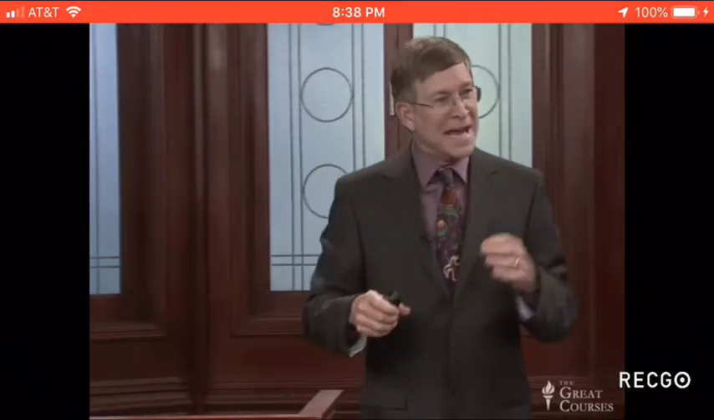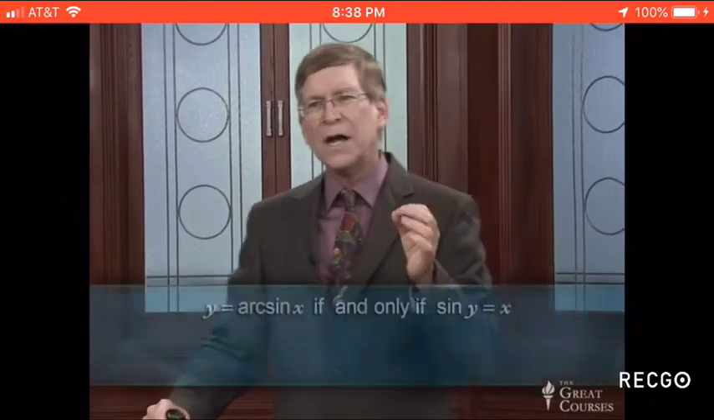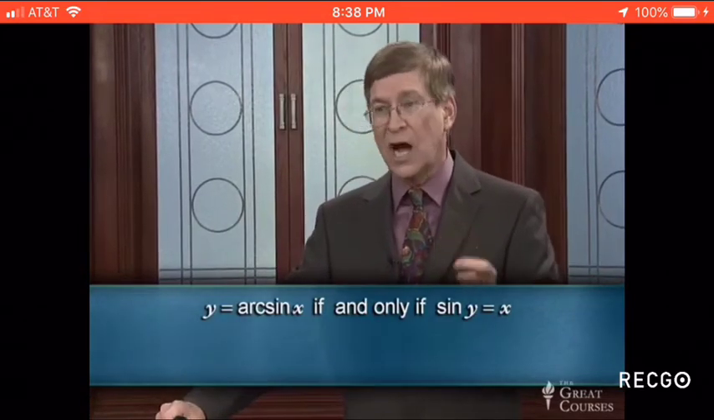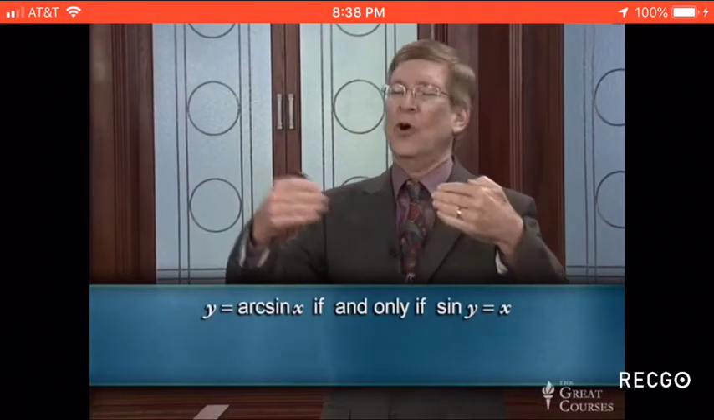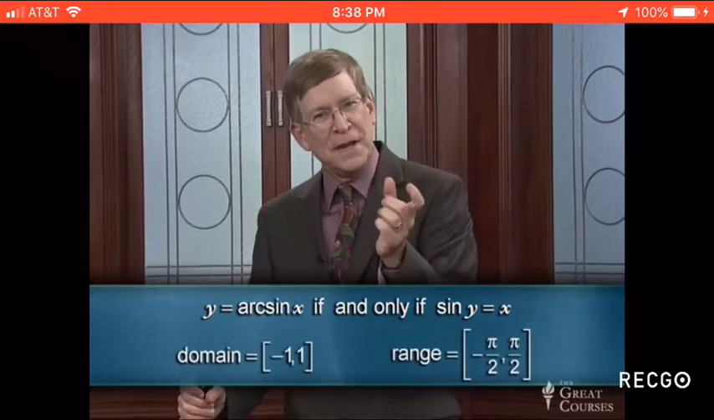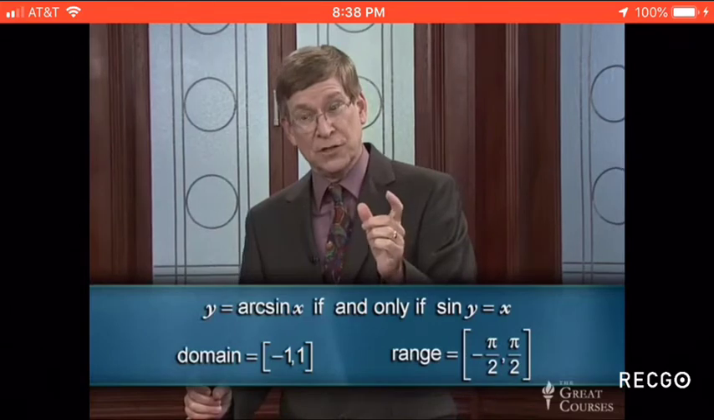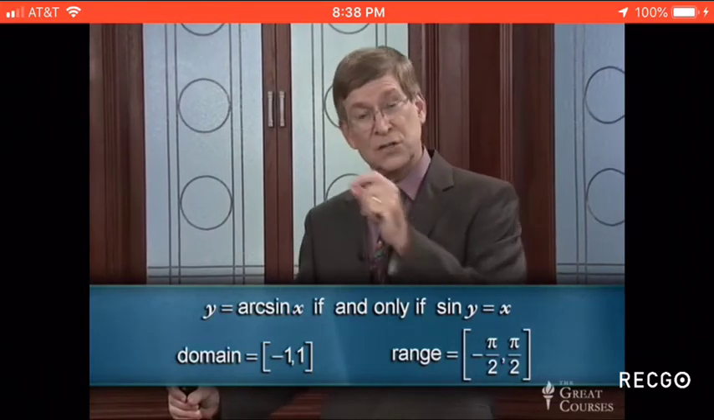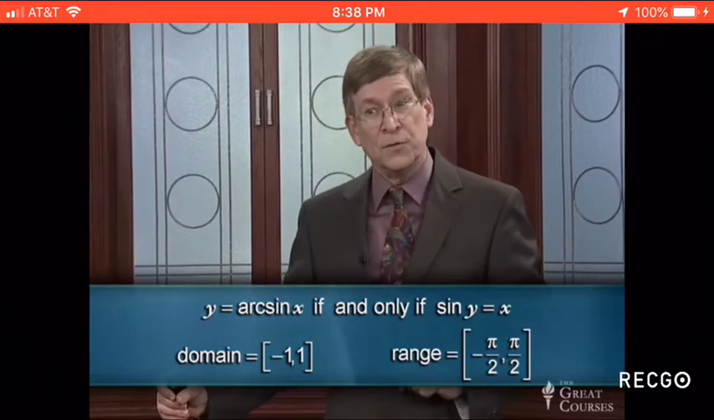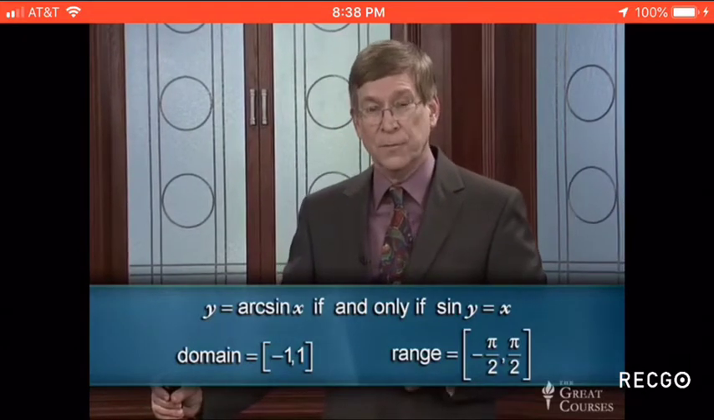So here's the formal definition of the inverse sine function, or arcsine. y is arcsine x if and only if sine y equals x. Well, of course, that's always the definition of an inverse function. But you have these domain and range restrictions. The domain of arcsine is minus 1 to 1, and the range is minus pi over 2 to pi over 2. Again, why are these restrictions there?